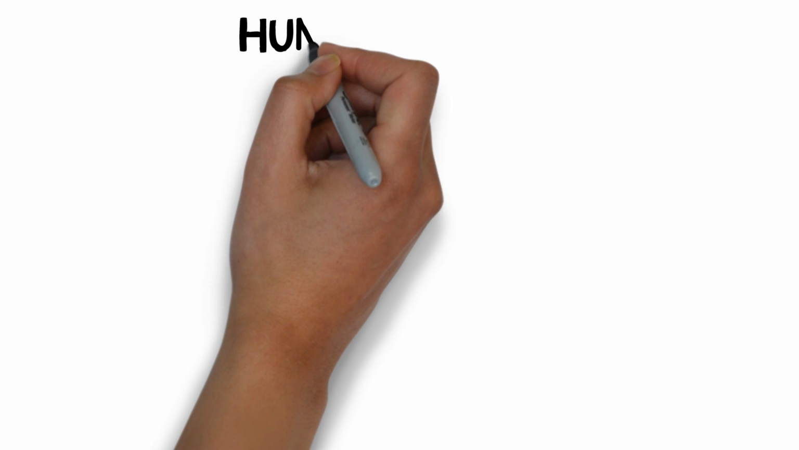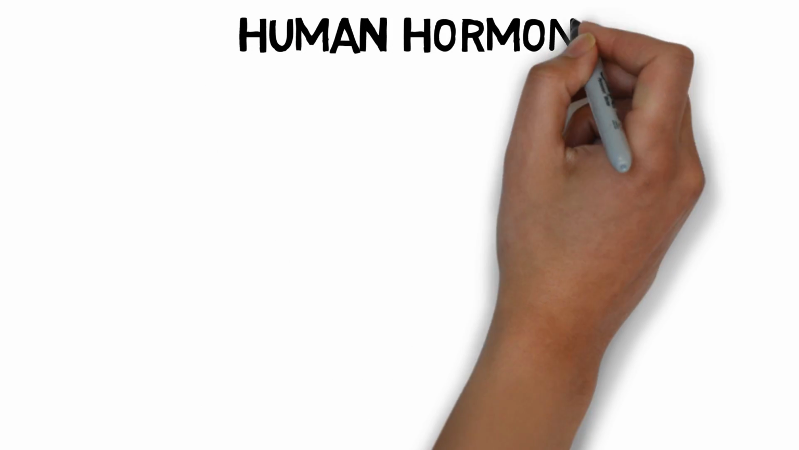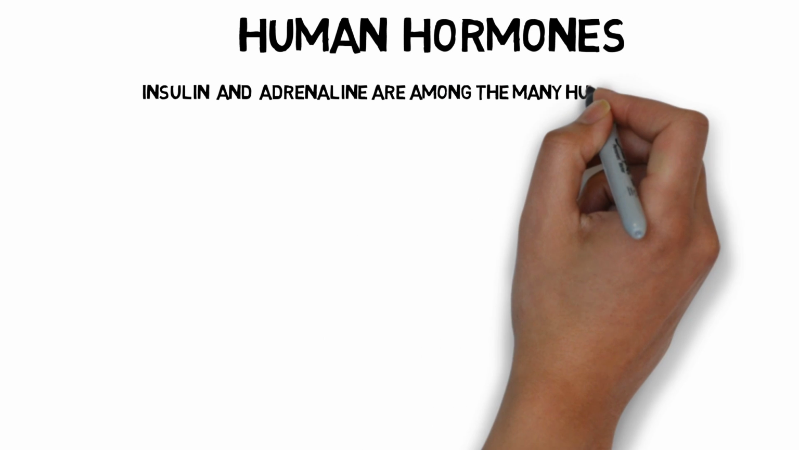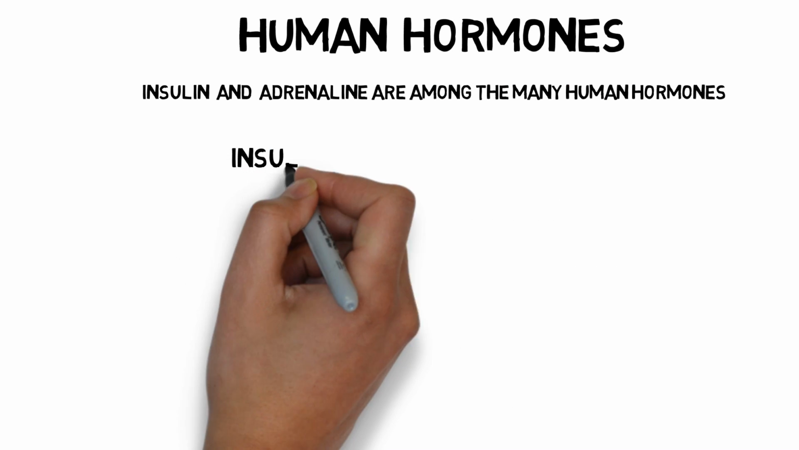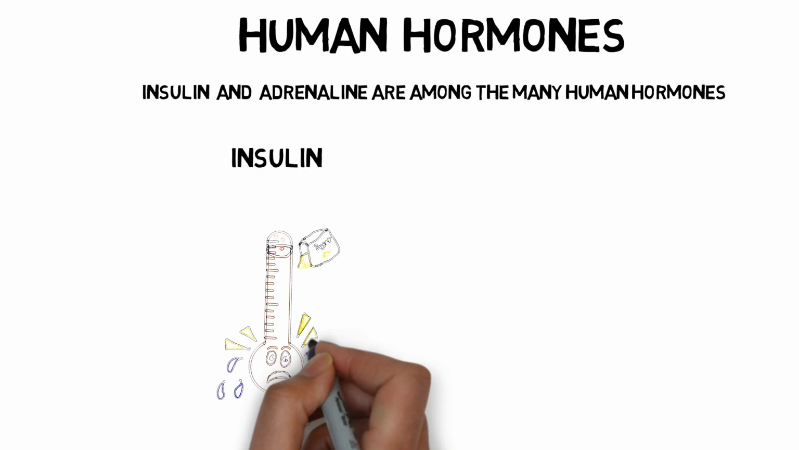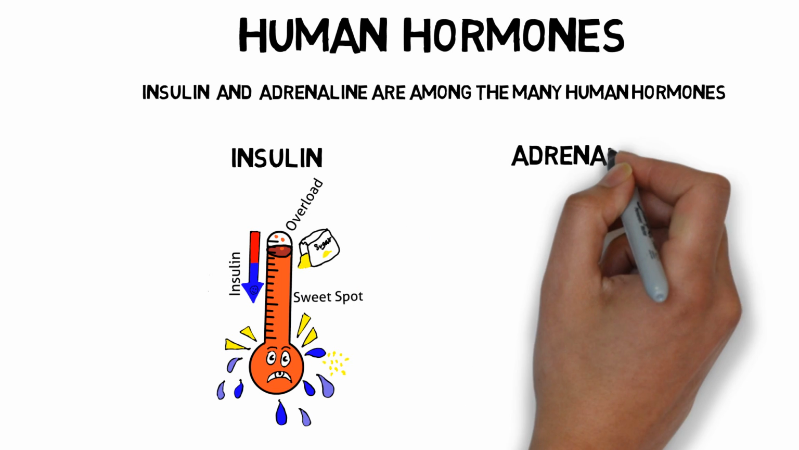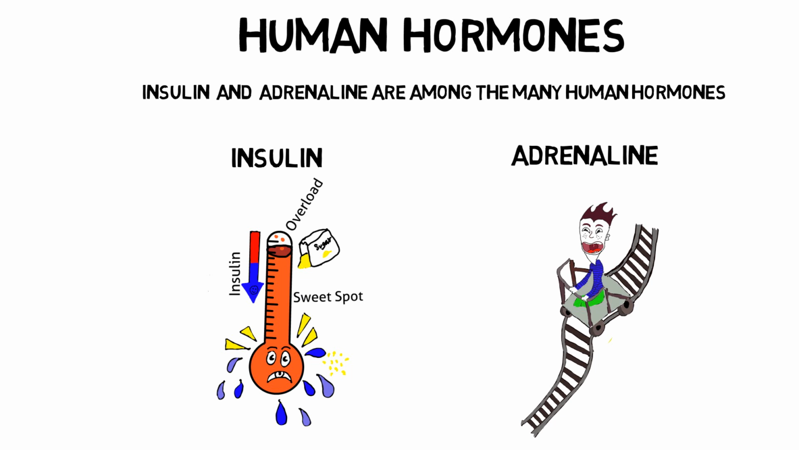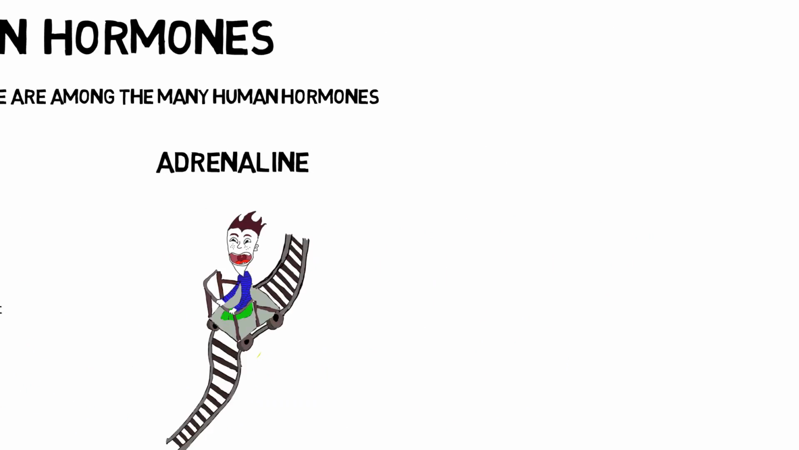You are probably quite familiar with other types of hormones, such as human hormones, and their effects. For example, you may know someone with diabetes and the importance of insulin in controlling the level of sugar in our blood, or probably have experienced yourself an adrenaline rush when riding in a roller coaster. But what are these hormones and how do they work?